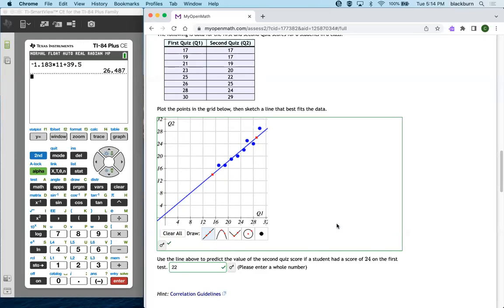All righty. Fun little problem. Okay, let's look at 5.